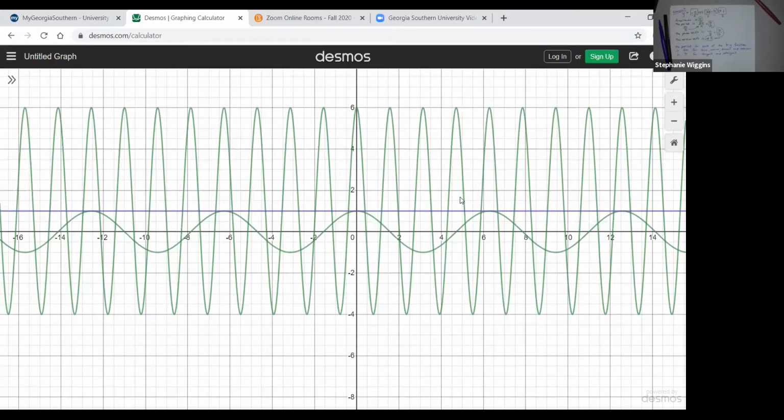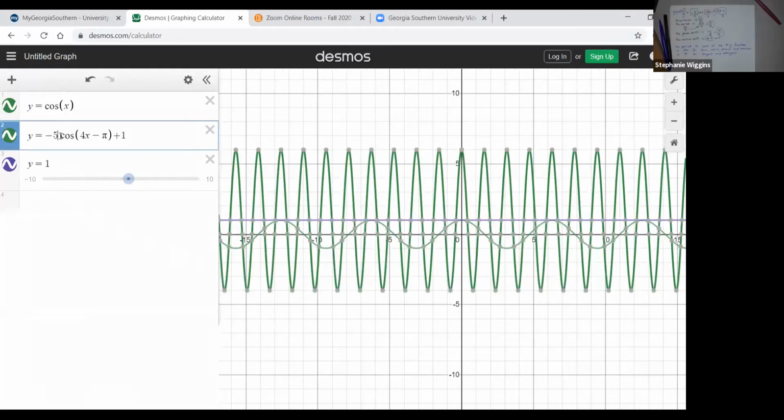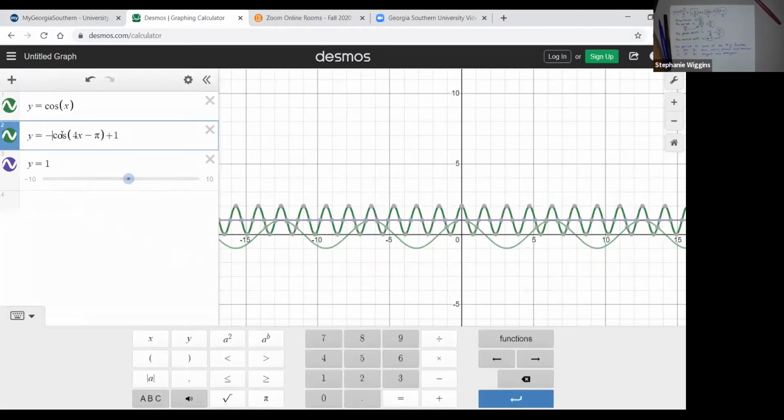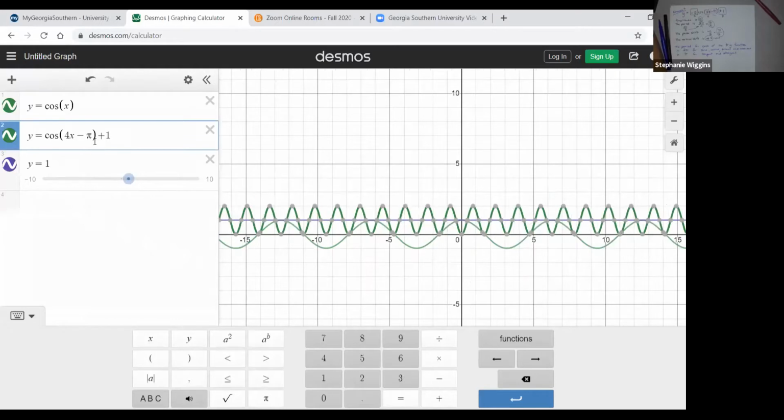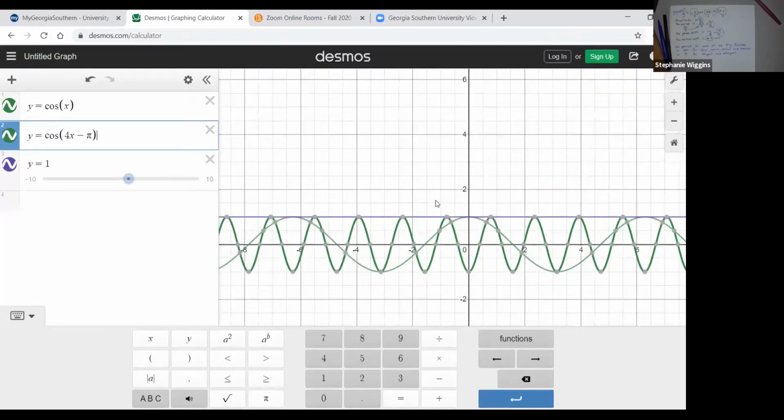I've not really seen the phase shift very well, probably because it's so small. It's really hard to see. Maybe I should change my graph a little bit here just so we can see it better. Let's take out the 5. And let's go ahead and take the negative out. And let's take out the 1. And just focus on the phase shift now. So now I'm going to zoom in here.